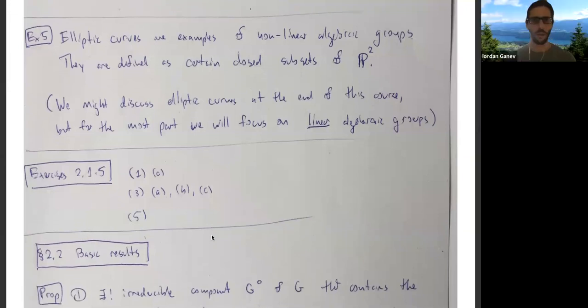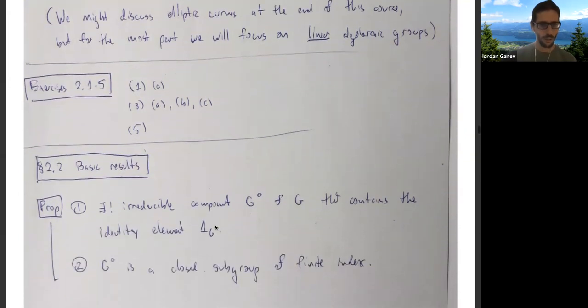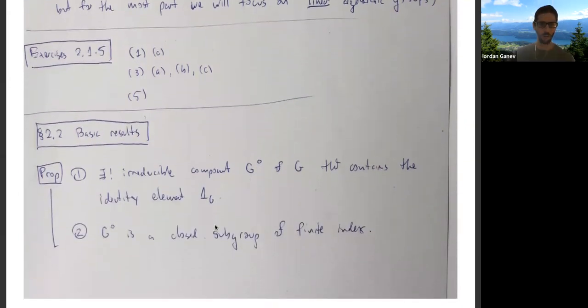Okay, so I actually need to go a bit early today, so we have about 10 more minutes to discuss. So let's talk about some basic results about linear algebraic groups. The first thing is that there's a unique irreducible component, G circ, of G that contains the identity element of G. So the identity element is only contained in a single irreducible component.